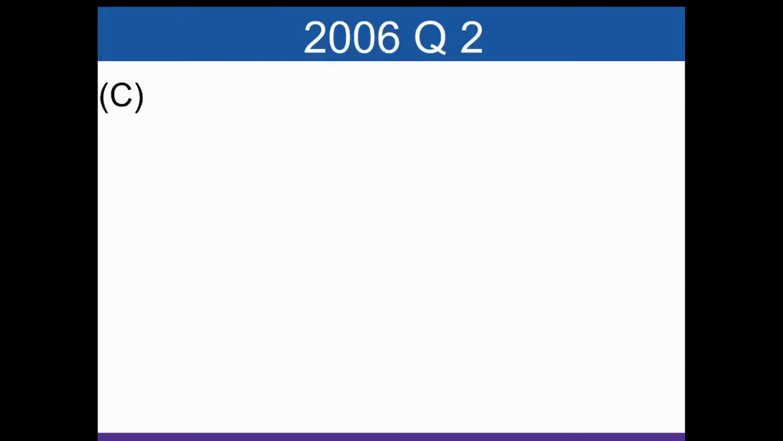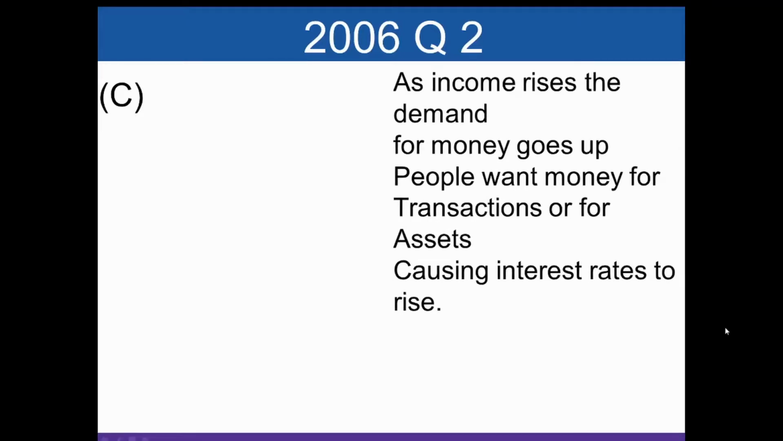All right. The unemployment rate, that's question 3. Interest rates are important in explaining economic activity. Using a correctly labeled graph of the money market, show how an increase in the income level will affect the nominal interest rate in the short run. So a couple of things here, right? As income rises, the demand for money goes up. People want money for transactions or for assets. This causes the interest rate to rise.